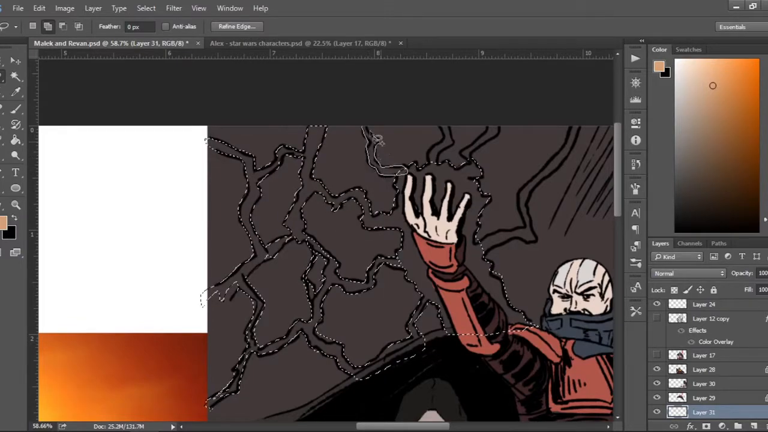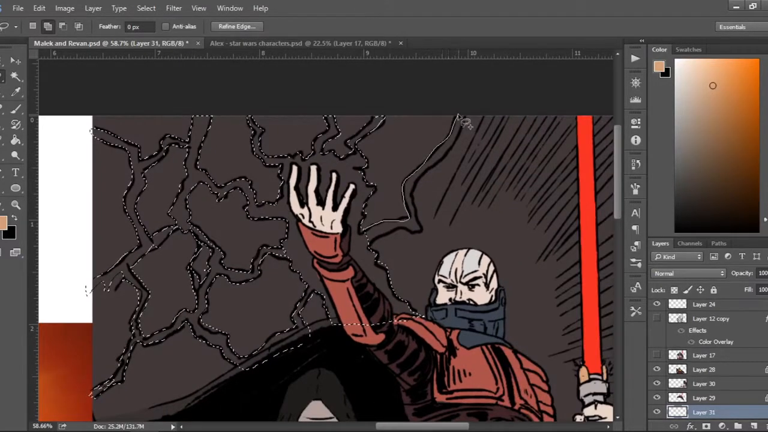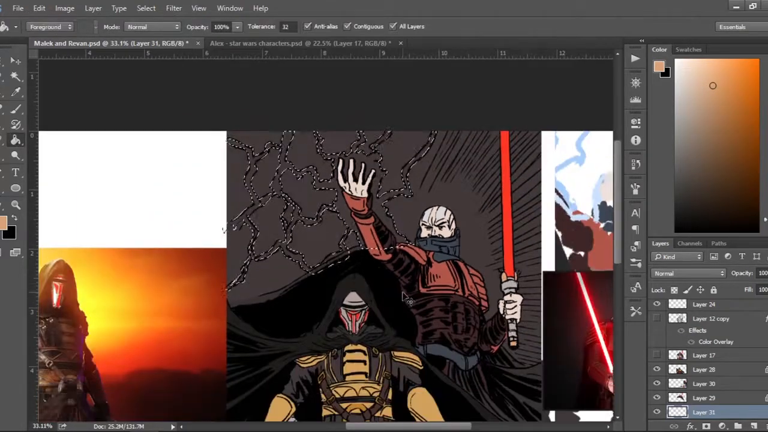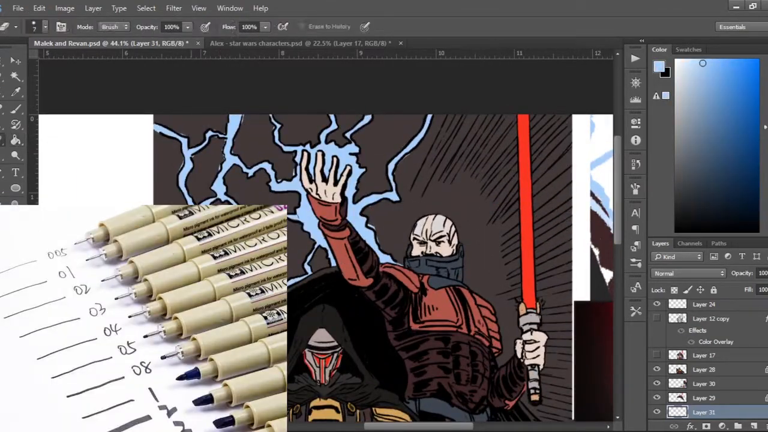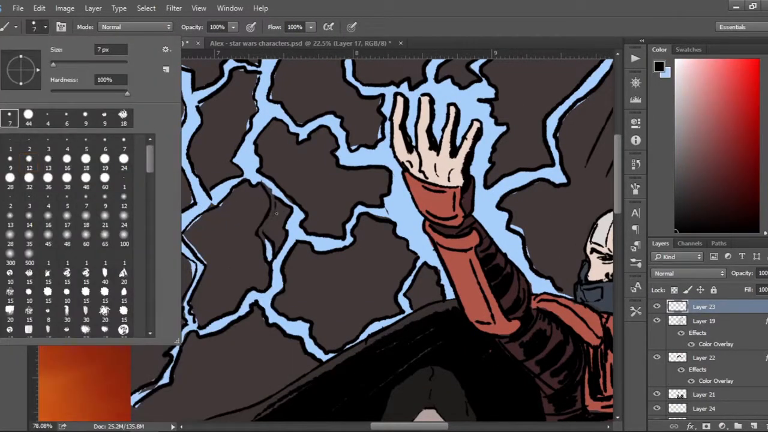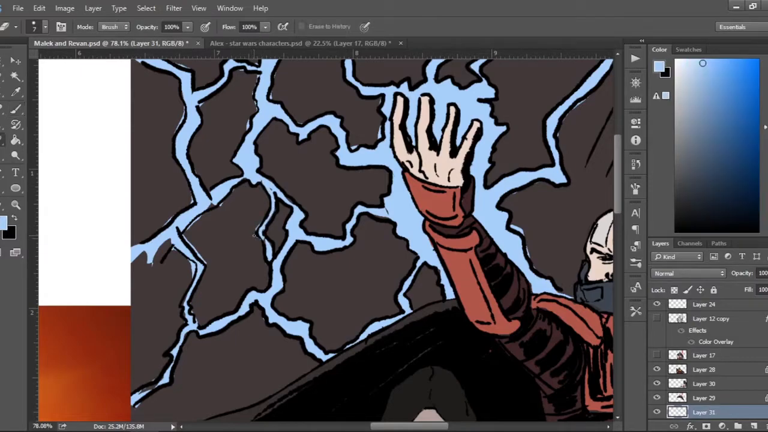Going back to when I was working on Wasteland Horizon, I was using the Micron ink liners. Essentially, they were not like brush pens. They were just ink pens that would make one line, and you pretty much get one line weight out of it.